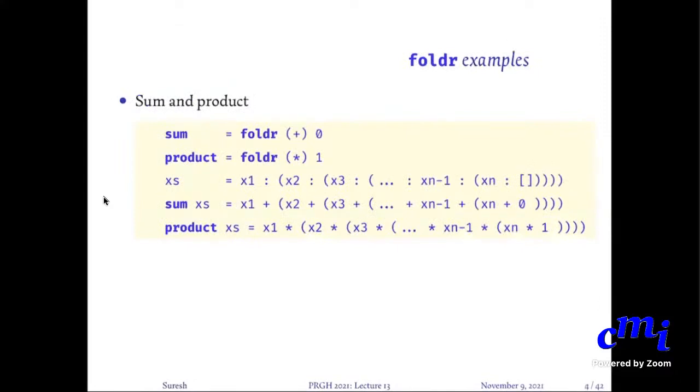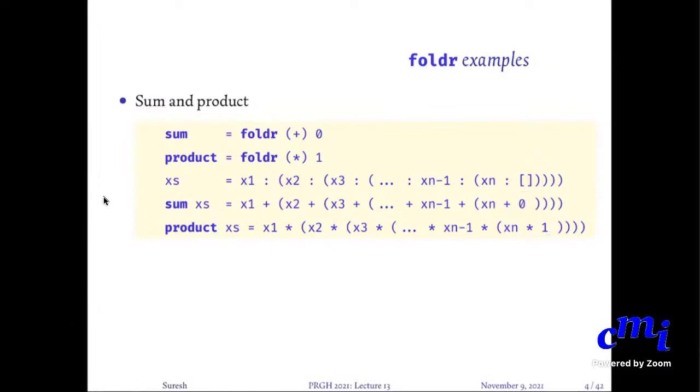Here are some examples. These are basic examples. Sum is nothing but foldr using the initial value 0 and the function plus. For product, you use the initial value 1 and you use star, multiplication. Just like xs is x1 colon whatever, you see that sum xs is nothing but, instead of empty list, you use 0, and instead of colon, you use plus. Similarly, for product, instead of empty list, you use 1, and instead of colon, you use star. Okay, so this is the relationship.